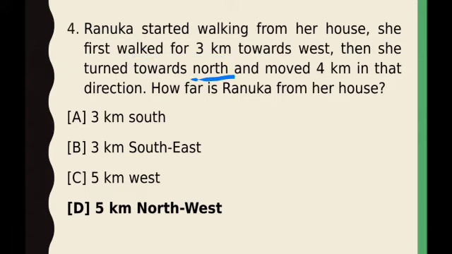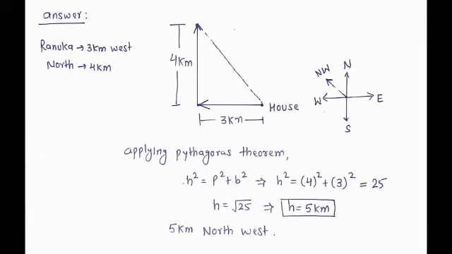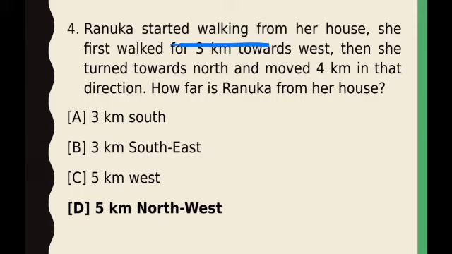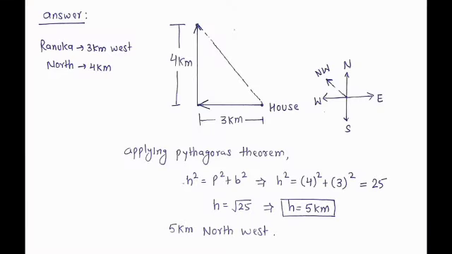north. Let's suppose Ranuka started like this, and it was given in the question that Ranuka started walking from her house and she first walked 3 kilometers towards west. So let's suppose she started from her house, this is her house, and she moved towards west. West direction will be towards the left side of my page or my sheet. Let's suppose this is 3 kilometers, and then she moved 4 kilometers towards north.